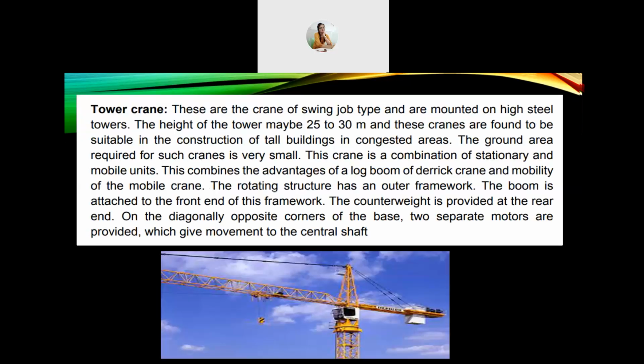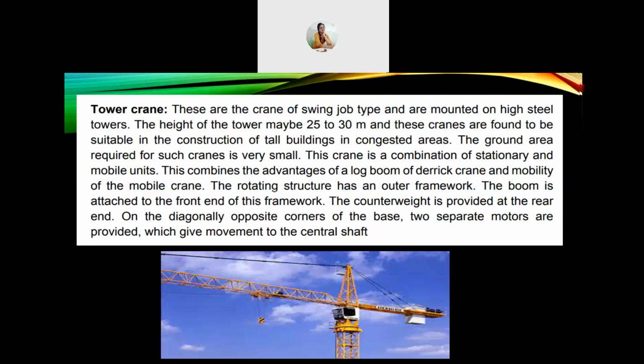Next, tower crane. These are the crane of swing job type and are mounted on high steel towers. The height of the tower may be 25 to 30 meters, and these cranes are found to be suitable in the construction of tall buildings in congested areas. The ground area required for such cranes is very small.